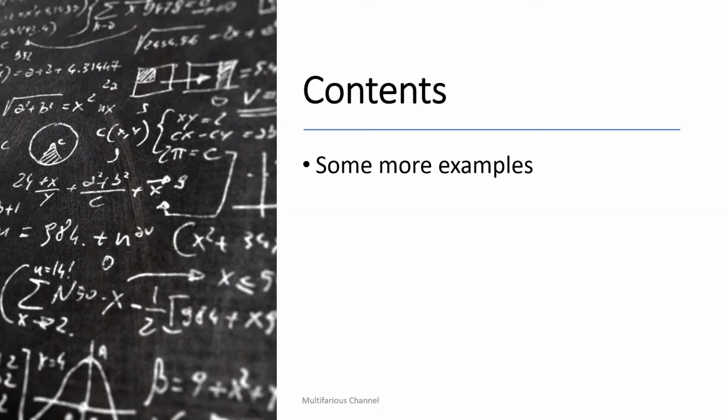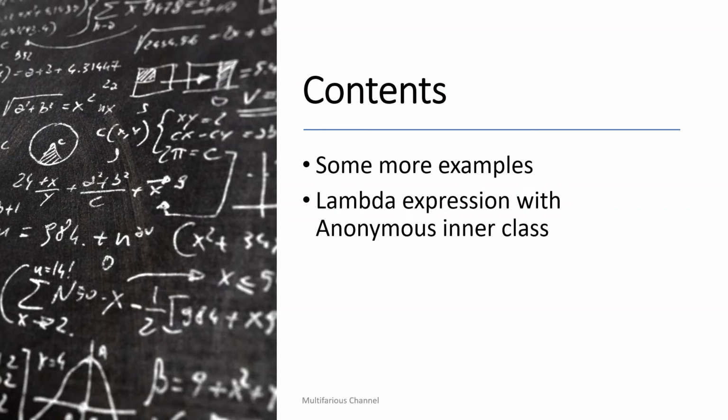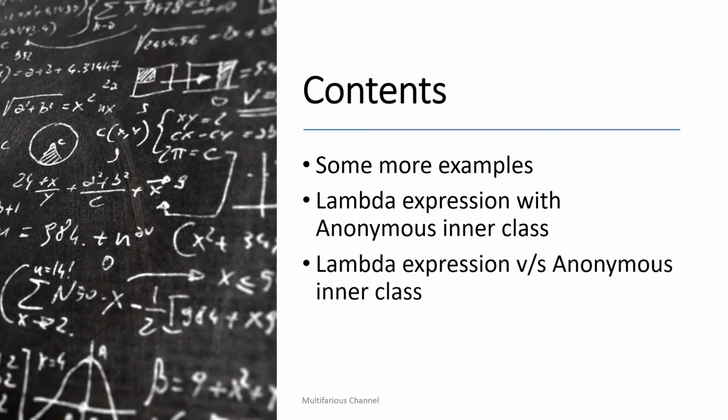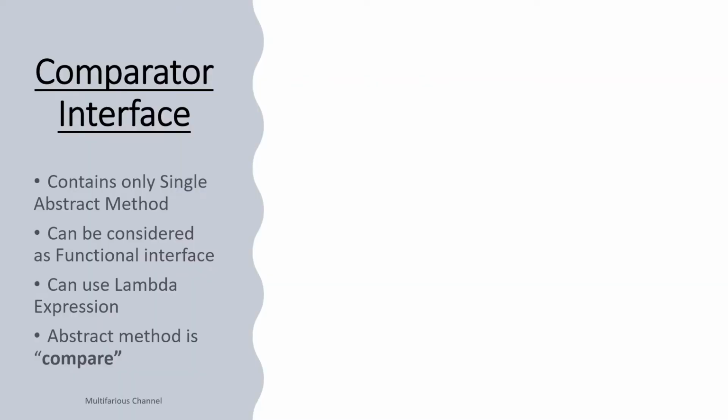Also, we'll see how Lambda expressions can be used to replace anonymous inner class. We'll also see some of the differences between Lambda expression and anonymous inner class. So let's get started. This time, we'll take an example of comparator interface. What is a comparator interface?